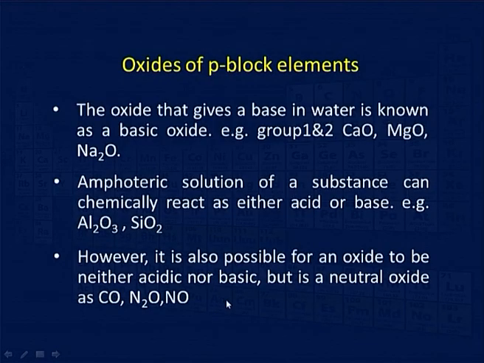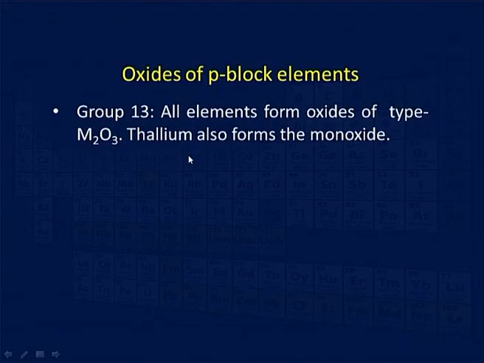However, it is also possible for an oxide to exist not as acid, base or amphoteric, but completely neutral in nature. Neutral oxides in the p block elements are carbon monoxide, nitrous oxide and nitric oxide. These oxides are neutral in nature. In group 13, all elements form oxide of type M2O3. Thallium also forms the monoxide.